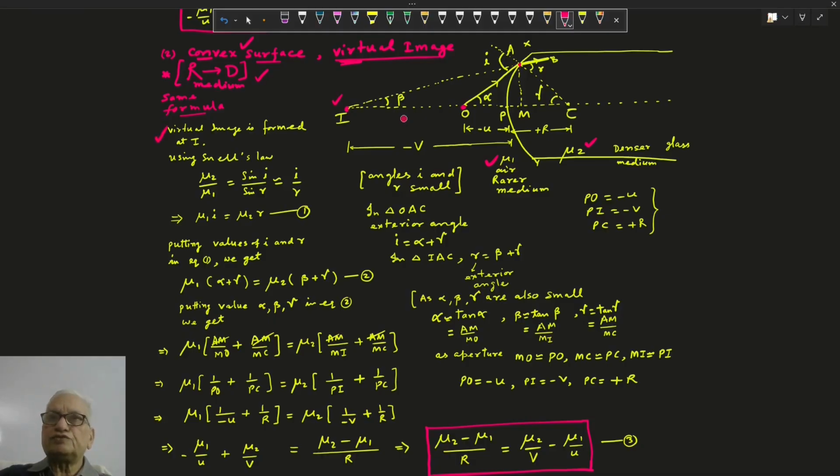Now the virtual image is formed here. Using Snell's law again, mu2 upon mu1 equal to sin I upon sin R. Angles I and R are small, so it is I upon R. Cross multiplication: mu1 I is equal to mu2 R. Now I and R we again have to write in terms of alpha, beta, gamma. In triangle OAC, I is the exterior angle, so I is equal to alpha plus gamma. And similarly, in triangle IAC, R is equal to beta plus gamma.